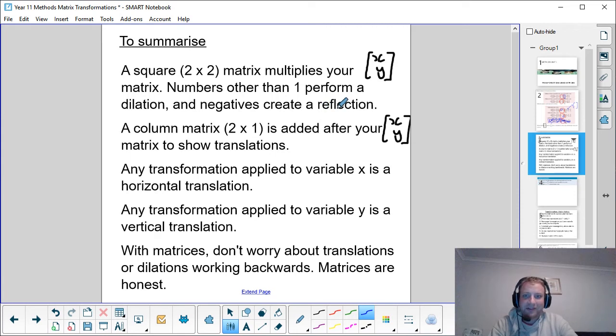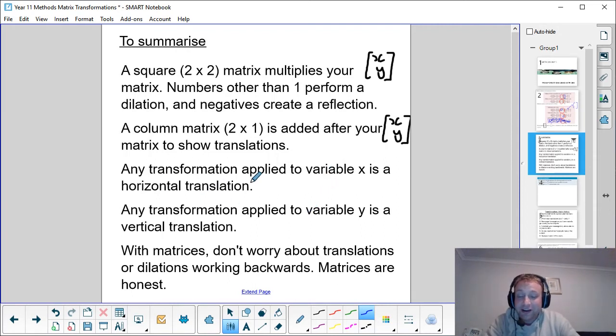We just have to be able to take words like dilation and reflection and actually interpret them and put them into a matrix ourselves. There will be a 2 by 1 matrix added afterwards to show translations. It'll come after the x and y, there'll be a plus, and then you can put negatives in that if you want it to move backwards or move it down.